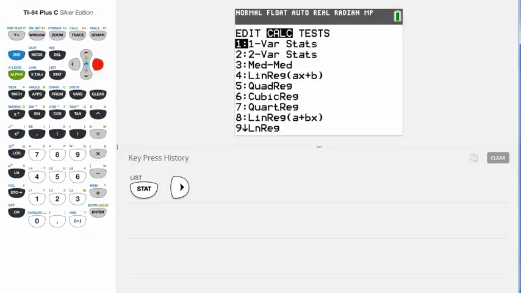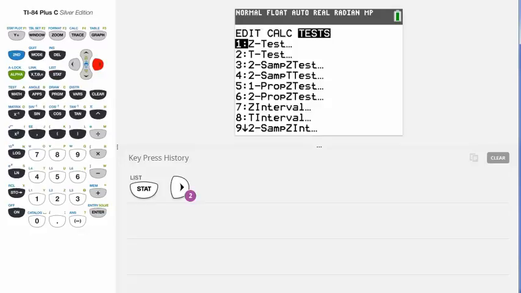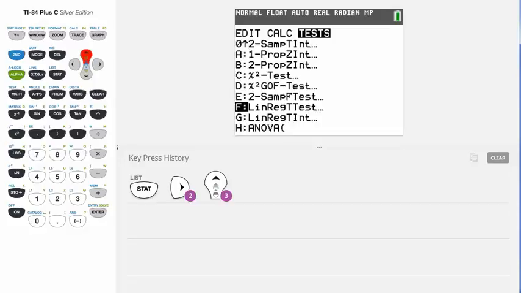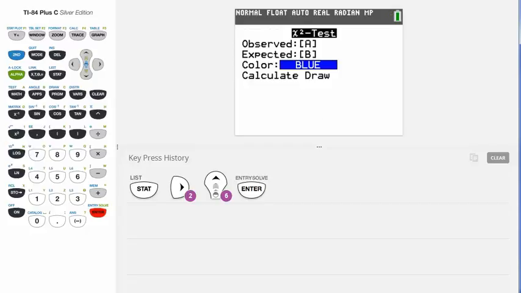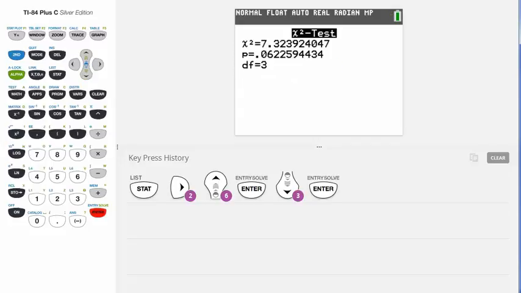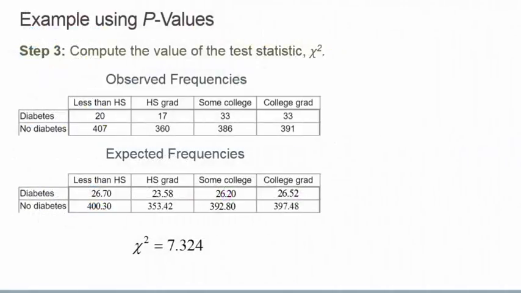Stat, over to tests. I want to use chi-squared test. Enter. My observed value is A. My expected value is B. Calculate. Enter. And my top value is my chi-squared value, 7.3239. I want to round that to 3 decimal places. Chi-squared equals 7.324.